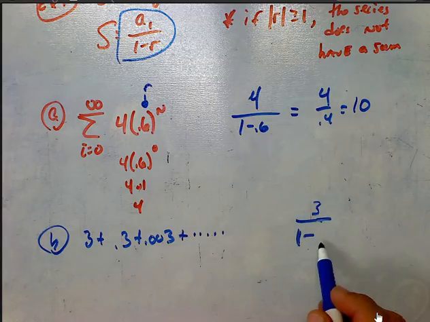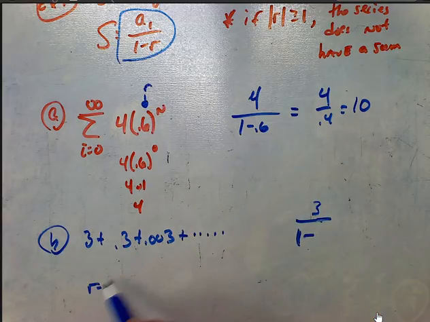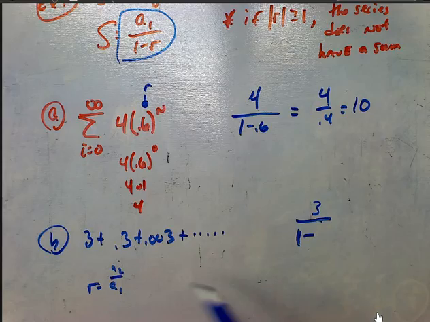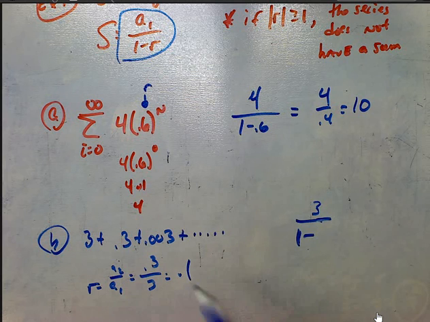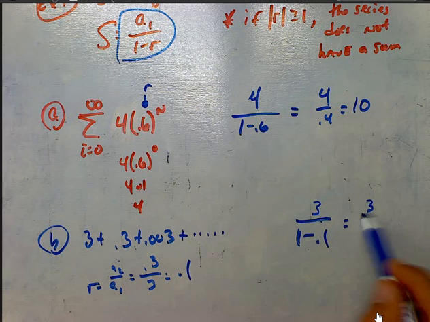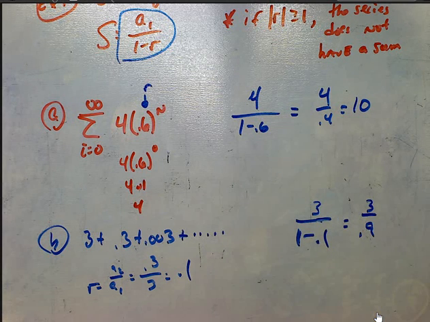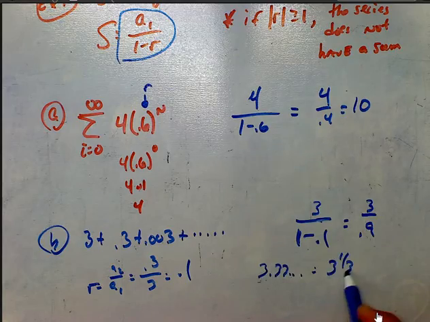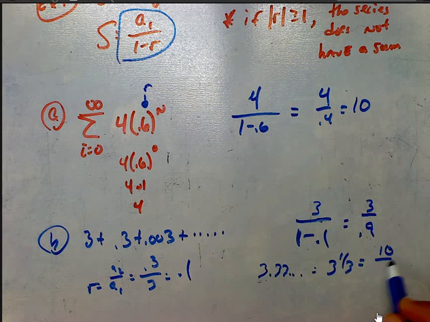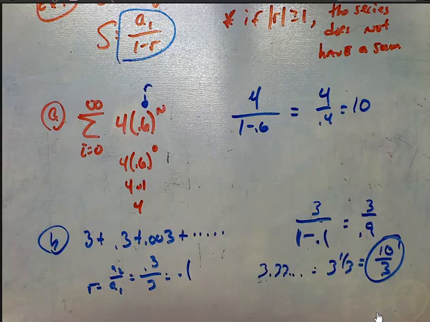Well, we know r is going to be the second term divided by the first term, which is 0.3 divided by 3, or 0.1. So I'll put 0.1 right there. So 3 divided by 0.9. 3 divided by 0.9 is 3.33, etc., which could also be written as 3 1/3, which is the same thing as 10/3 as an improper fraction. So the final answer on that one is 10/3.